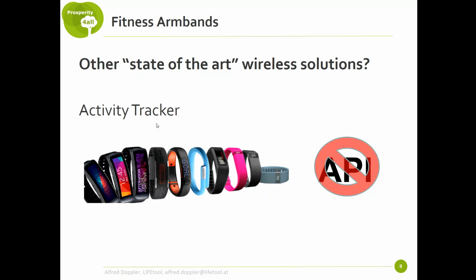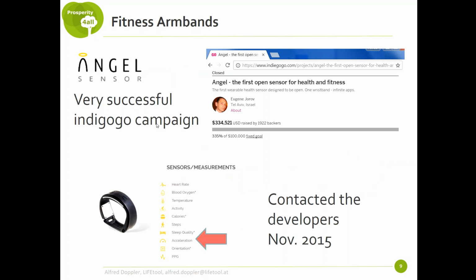Angel sensor. The Angel sensor was a very successful Indiegogo campaign. It was more than 300% overfinanced, and it was a gadget from developers for developers. So this was really the thing they said they will deliver, especially the acceleration was very interesting. So in November 2015, I contacted the developers and got in touch because I wanted to ask how is the raw data access and all this kind of stuff.